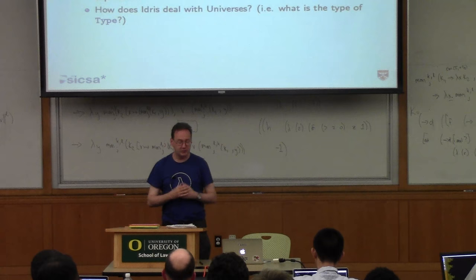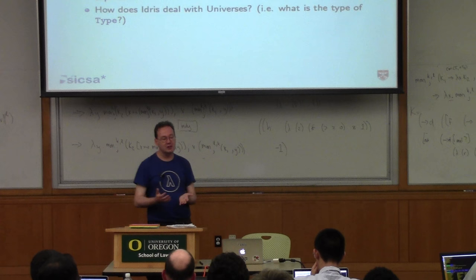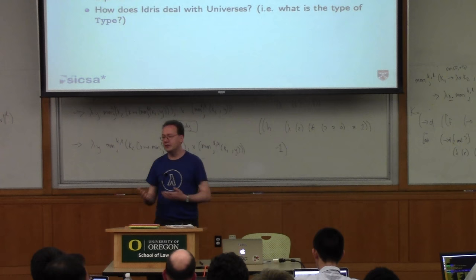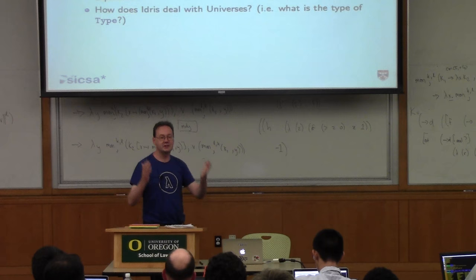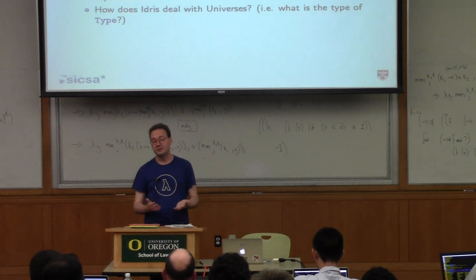But as far as you're concerned as programmers, all you have to think about is the type of type is type. And if any inconsistencies arise, then the type checker will tell you. So I'm not going to go any further into that, but if you're concerned about how universes work, essentially look at cumulativity. It's essentially the way that Coq does the same thing.